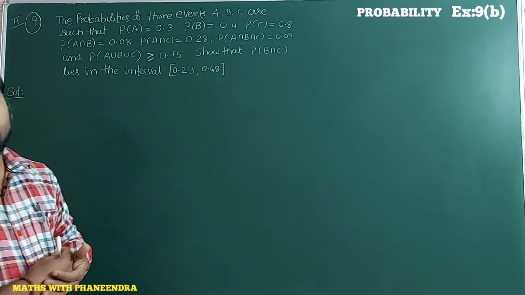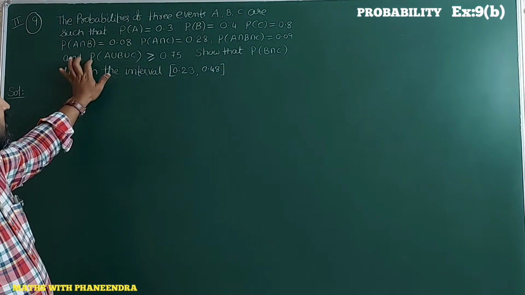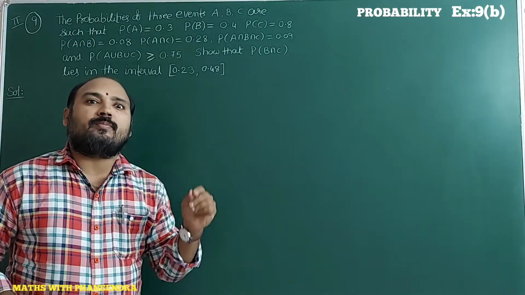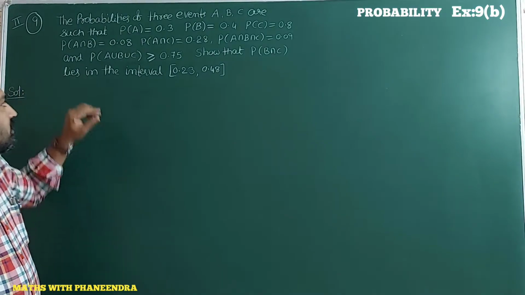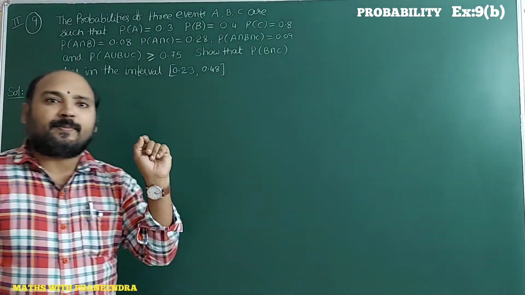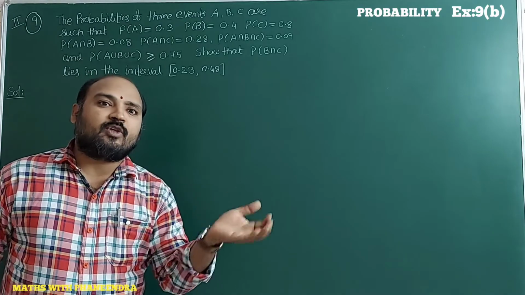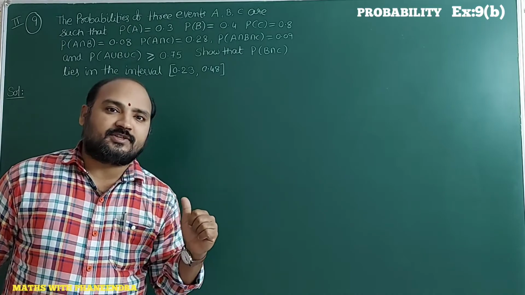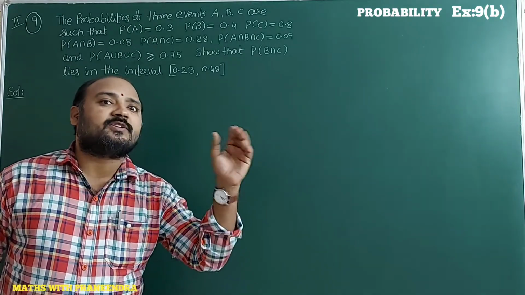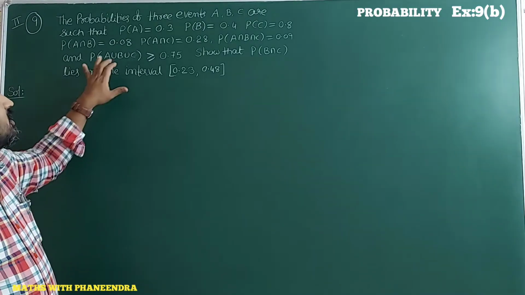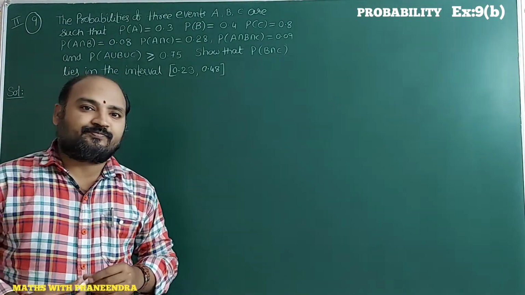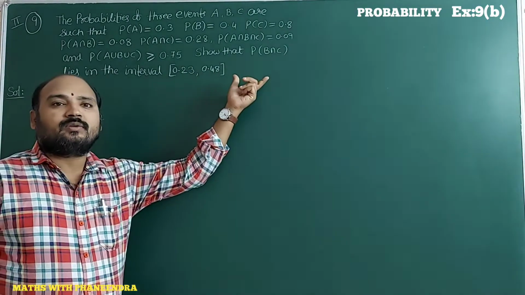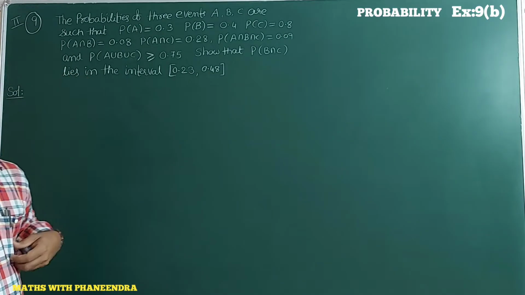So this result we are going to apply. P of A union B union C, by using the addition theorem on probability for three events, can be written as P of A plus P of B plus P of C minus P of A intersection B minus P of B intersection C minus P of A intersection C plus P of A intersection B intersection C. After that, we will simplify to get the interval of P of B intersection C.